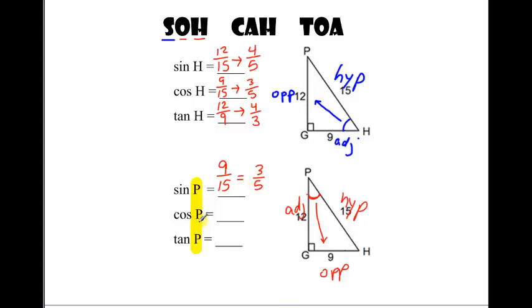The cosine for P, SOHCAHTOA tells me that cosine is A over H, or adjacent over hypotenuse. So let's make that 12 over 15, or 4/5. And the tangent is to take the opposite side over the adjacent side. So 9 over 12 will reduce me down for my final answer of 3/4.